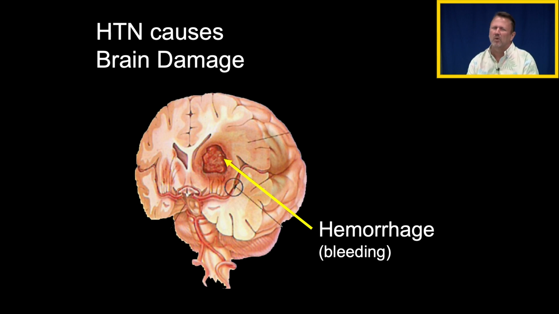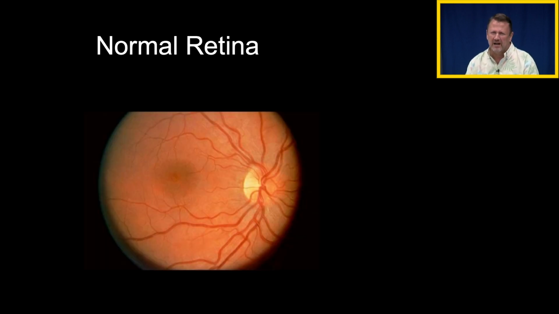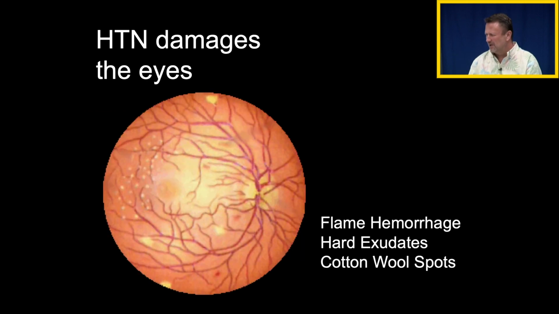So it's very important that we take care of high blood pressure in a very effective manner because it damages all sorts of blood vessels, especially the eyes. And so if we go to the eye doctor, hopefully our retinas look like this. However, high blood pressure can damage the eyes. And if you go to the doctor, maybe they'll talk about flame hemorrhages and exudates and cotton wool spots. I don't need you to know that. I need you to know that high blood pressure damages the eyes.